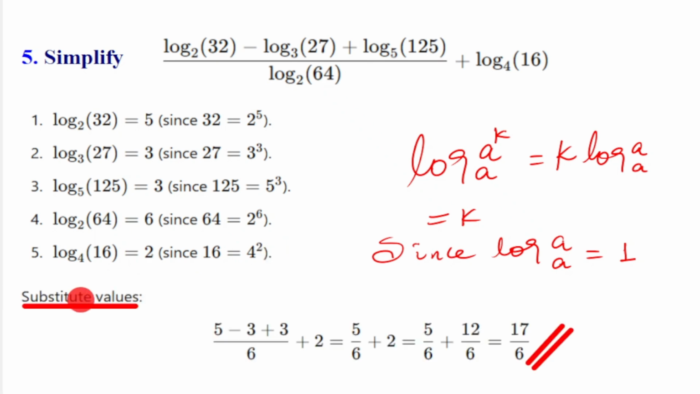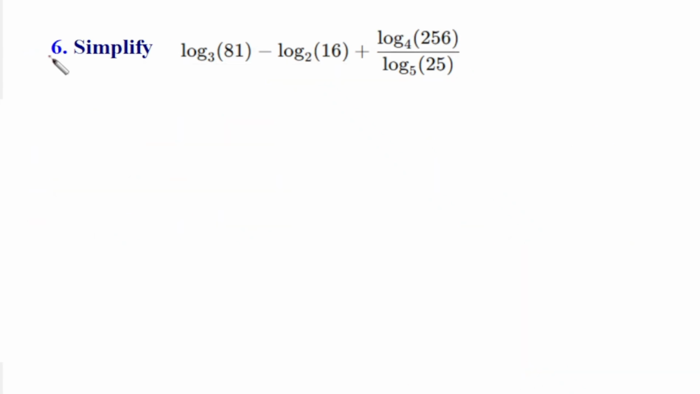Then substitute the values, we get 5 minus 3 plus 3 over 6 plus 2, which is equal to 5 over 6 plus 2, and when we simplify, we get 17 over 6.